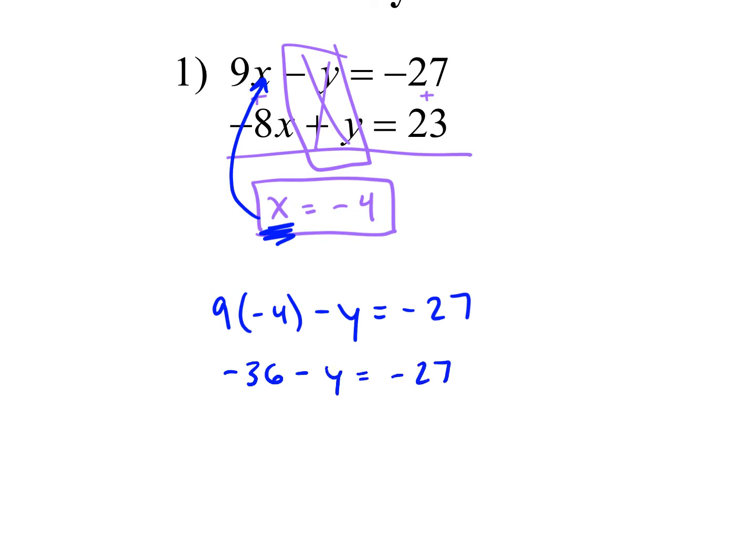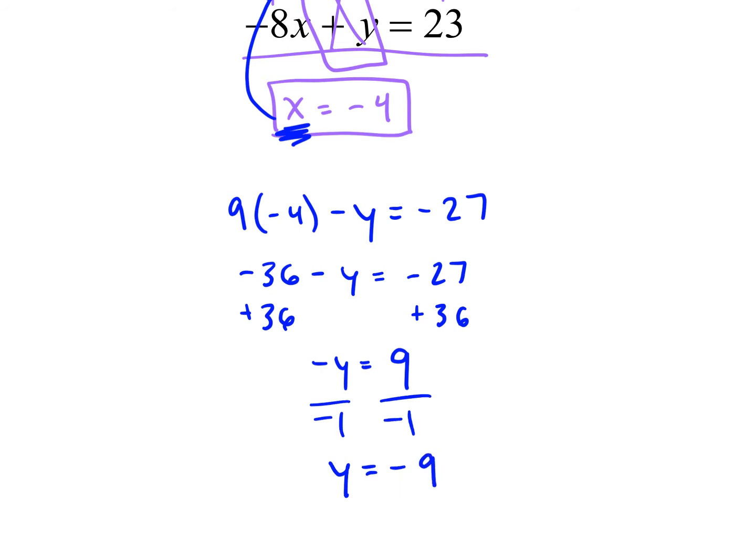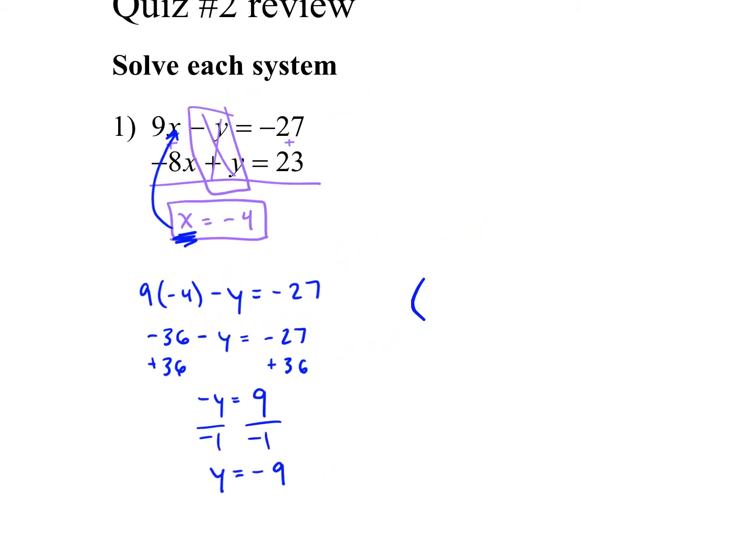Then what should I do? Add 36 to both sides. So negative y is equal to? Negative y is equal to 9. And then what do I have to do to solve for y? Divide both sides by negative 1. So y is equal to? Negative 9. And how do I write my answer? Negative 4 comma negative 9.